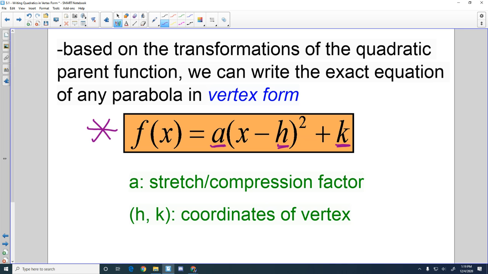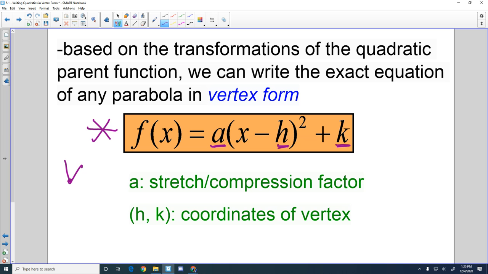And then down below, those are just reminders. A, the number in front of the function that's being multiplied, that's the stretch or compression factor. So if a is like a 5, that means it's going to be 5 times as tall, stretched vertically. If it's 1/4, something less than 1, then that's going to be 1/4 of the original size. That'll be like a compression. It'll be squished. H and K are the coordinates of the vertex, which is the same thing as the absolute value.